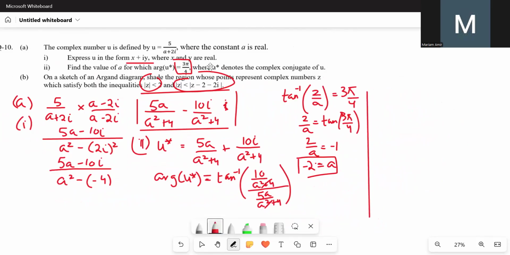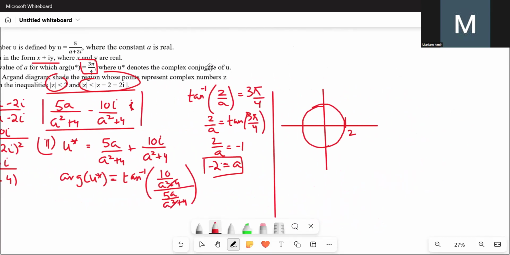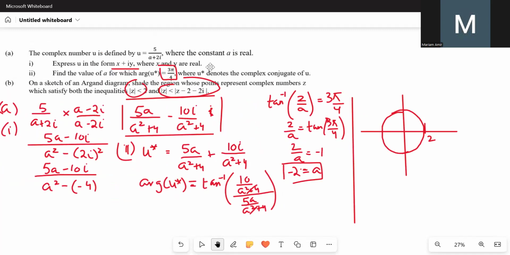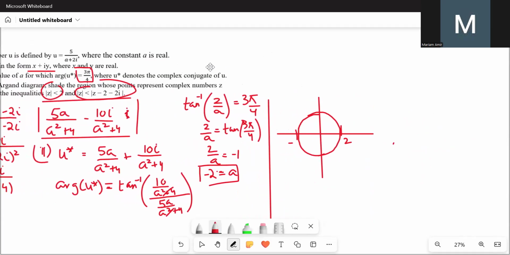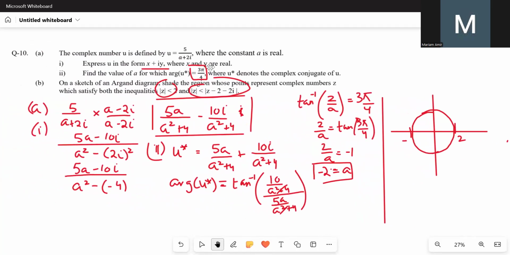So we're going to draw a circle with center 0, 0, and radius 2. So something like this. This would be 2, -2. Oops, sorry. And a 2 here and a -2 here.